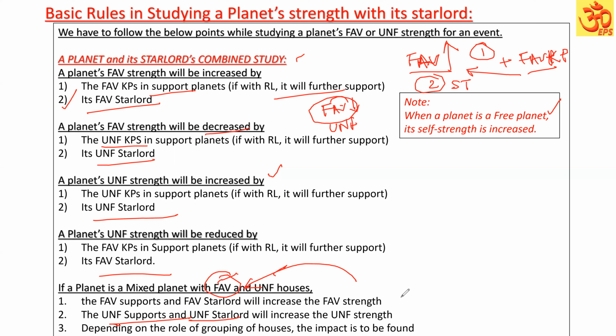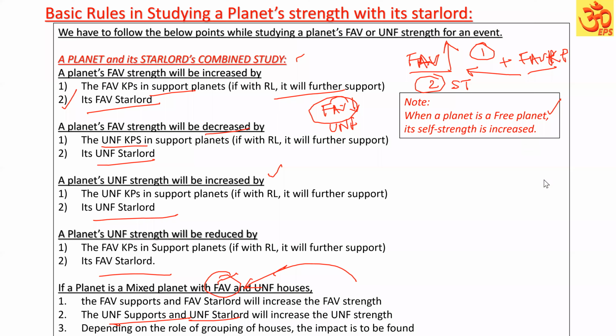So if a planet is favorable and has a favorable star lord and favorable supports, automatically the favorable strength of that planet will increase. Depending on the role of the grouping of houses, the impact will vary. You have to keep that in mind. I hope you have understood what I am teaching.